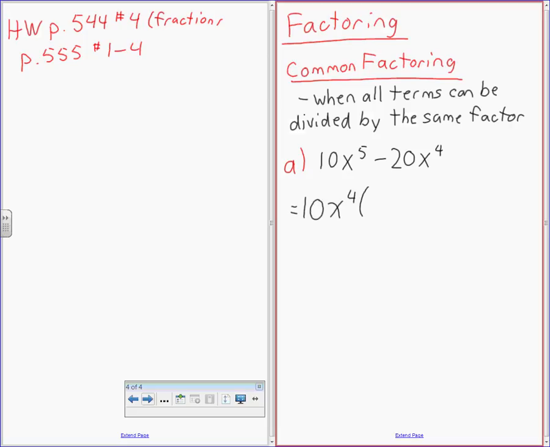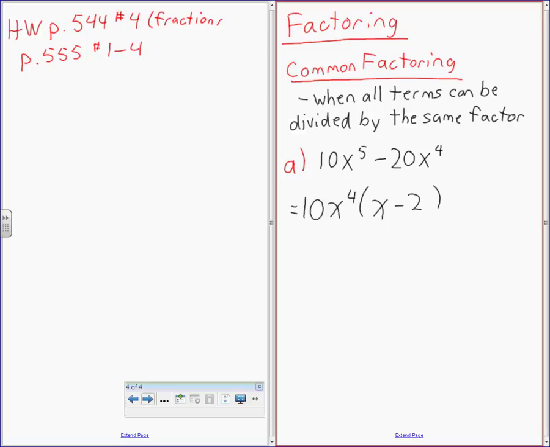10x to the 4th times what gives you 10x to the 5th? Just x. You could write 1x if you really want to, because 10 times 1 is 10, and x to the 4th times x is x to the 5th. And 10x to the 4th times what gives you negative 20x to the 4th? Negative 2. x to the 4th times that is x to the 4th, and 10 times negative 2 is negative 20.